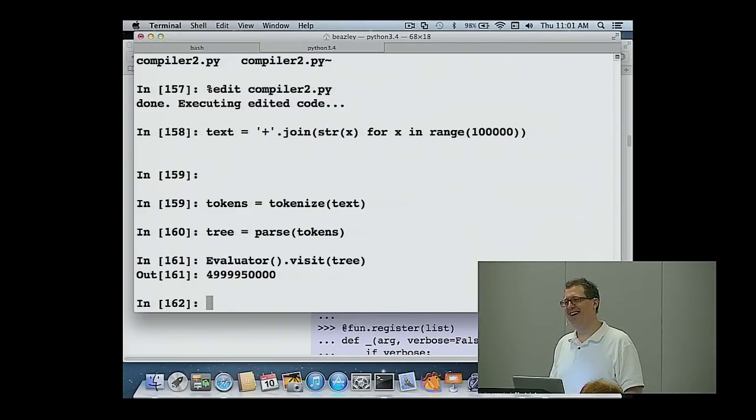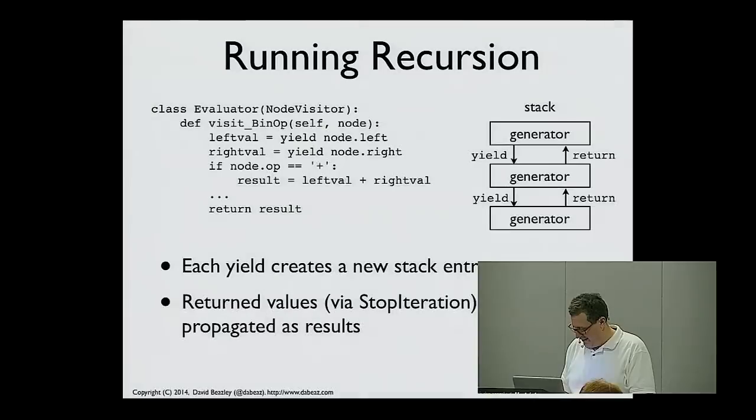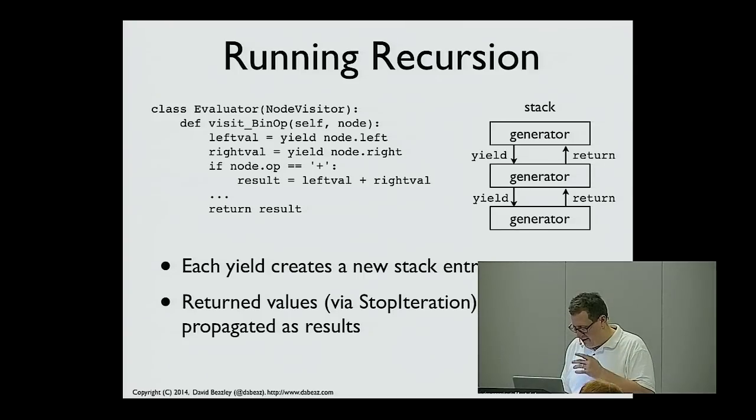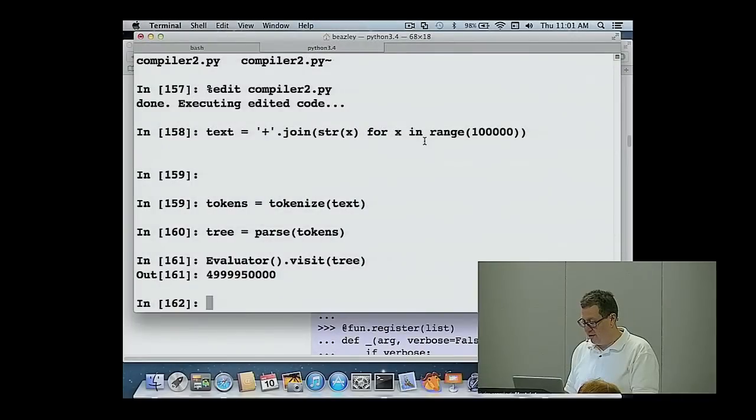Can you go over one more time what happened to the value of the StopIteration and how we actually got that out as a value? Yeah. Let me. I think I have a slide on that. The general idea is that the yield statement is essentially pushing things onto this stack. Every time you do a yield, you're going down one level. If you look at the code for that, let me pull up the code again.